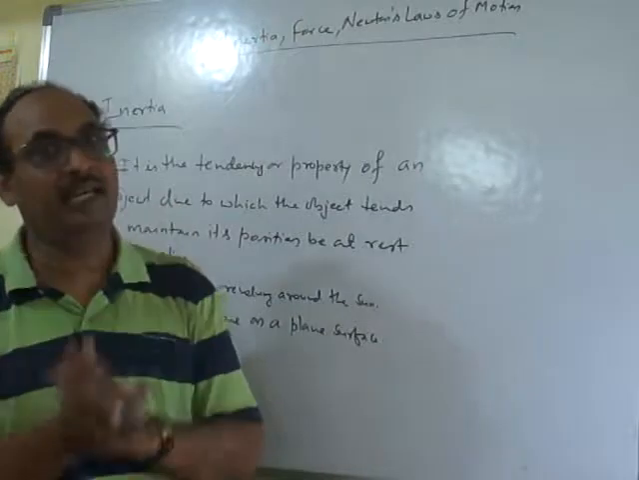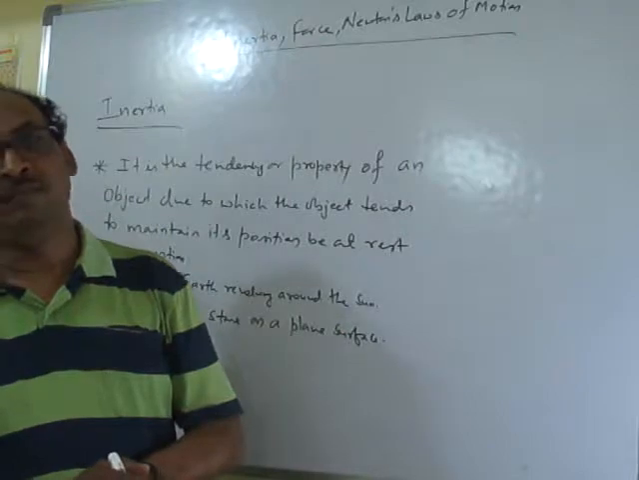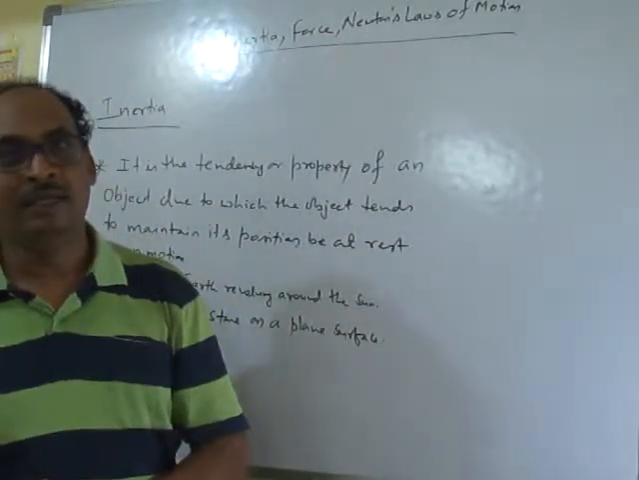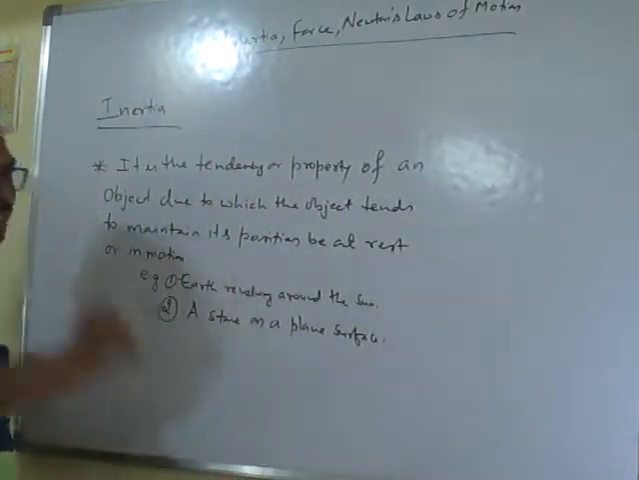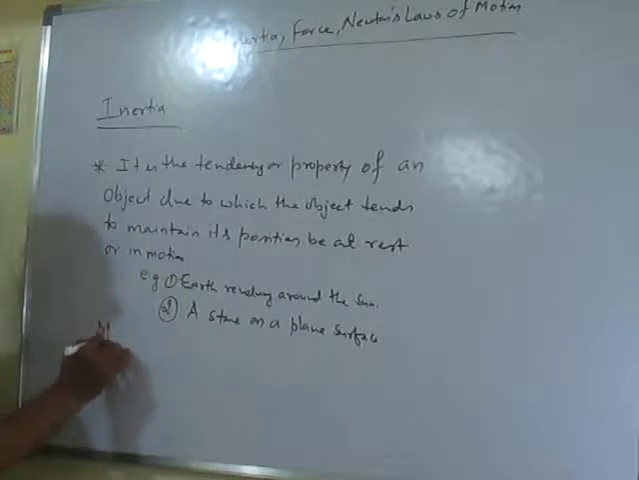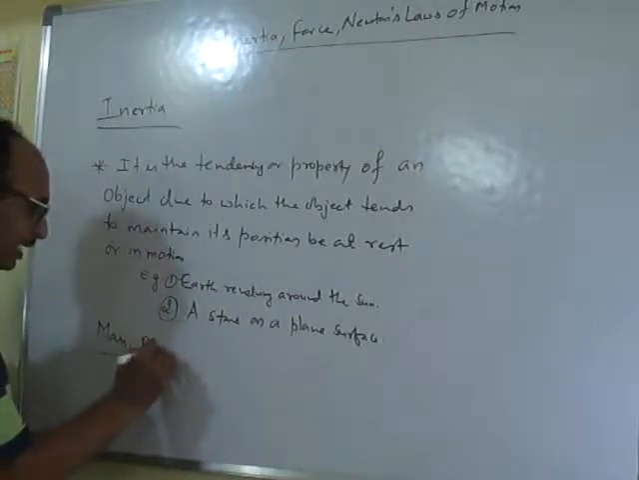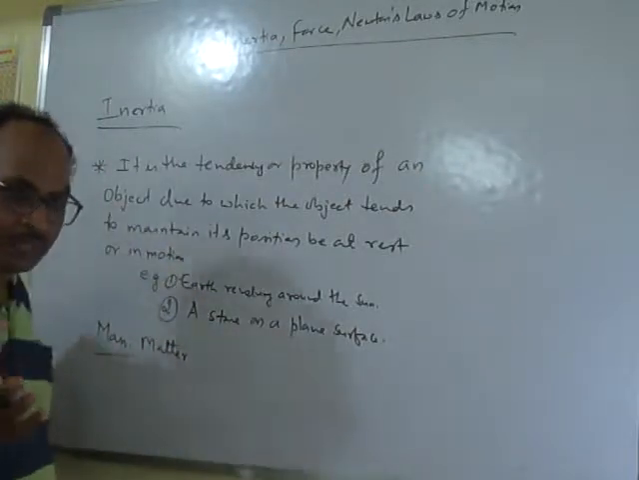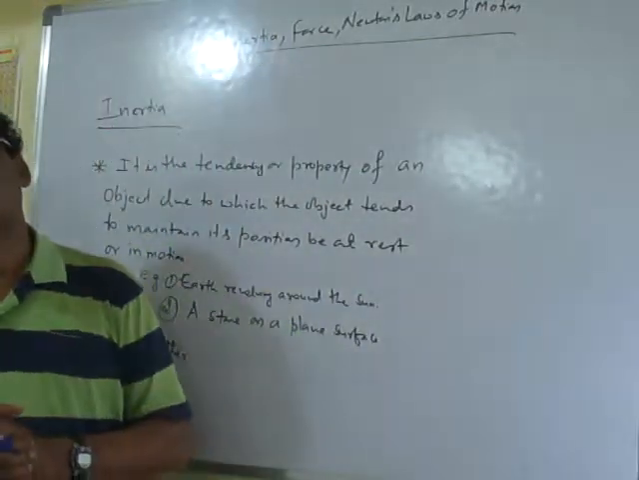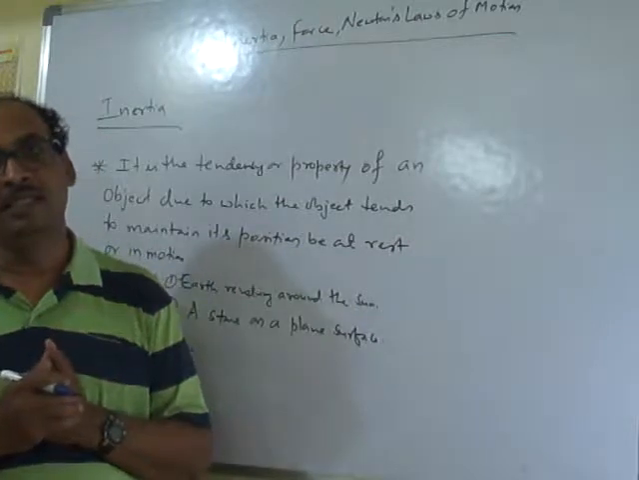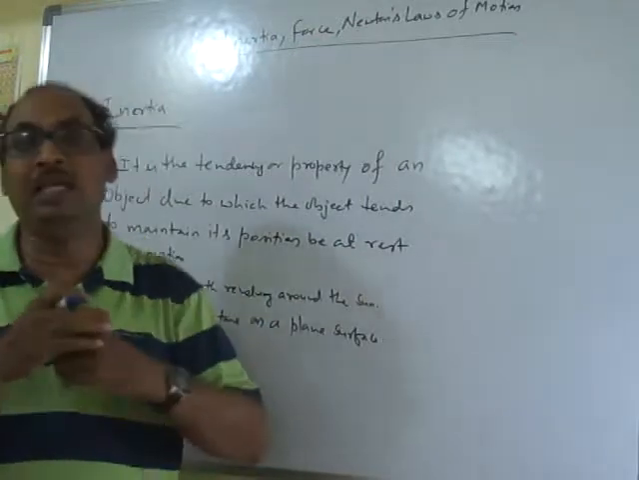Why does it want to maintain its position? Actually, inertia is due to the matter contained in the body. And the matter contained in the body is mass. Okay. So what is mass? Matter. You know matter? So matter is what? Matter means substance. Okay, the substance which contains molecules.